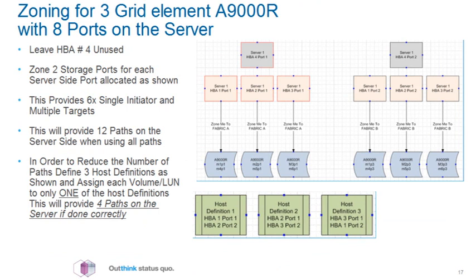Slide 18, zoning for 3-grid element A9000R with 8 ports on the server. So here, we again assume that you're using dual-port HBAs, as this seems to be the most common configuration. We're actually going to leave the 4th HBA unused. We do this to simplify the zoning configuration and ensure that everything is easy to balance. We're going to again define 3 host definitions like we did previously. Again, this will give us 4 paths if you do it correctly. If not, we're going to end up with 12.